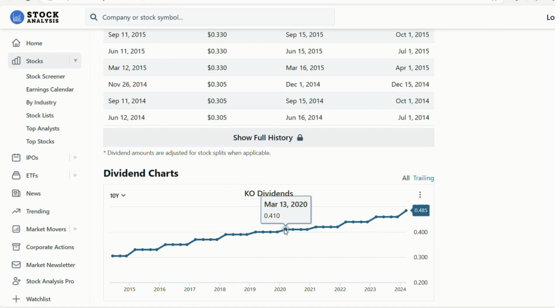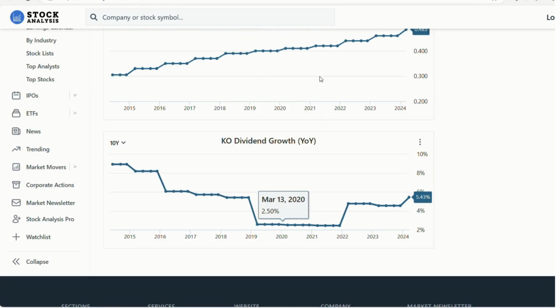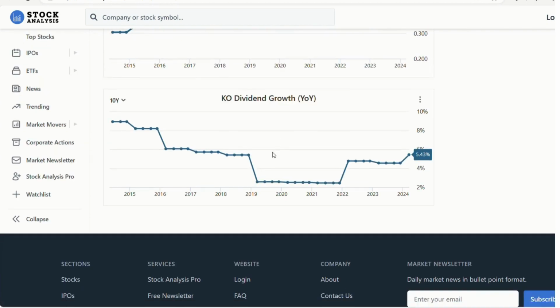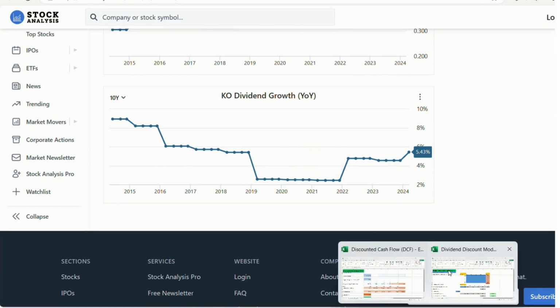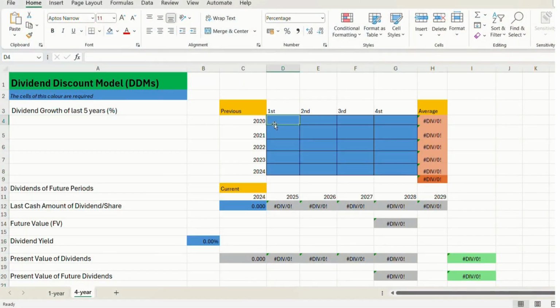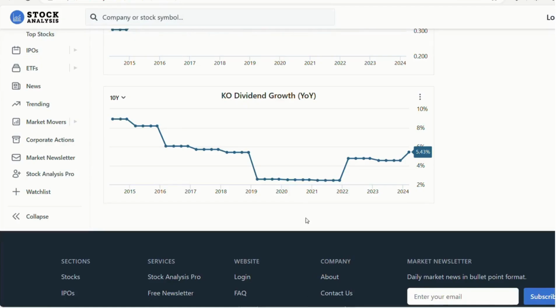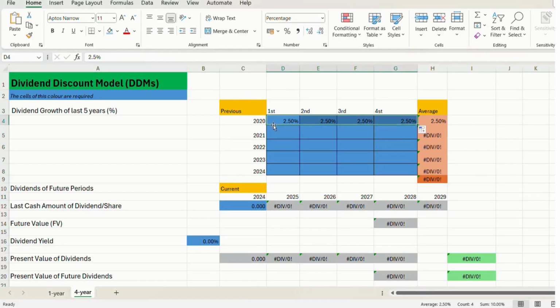In 2020, we need the growth. Okay, we do not need exactly these numbers per share. We need the growth. As you can see, it's 2.5, 2.5, 2.5, and 2.5. Perfect. We are going to come to our model, write this number, and adjust it in all of these years. Perfect. In 2021, we are going to do the same calculations. The 2.44, just come here, write this, and then you can adjust all of this in our cells.